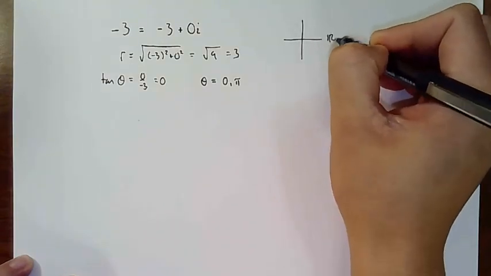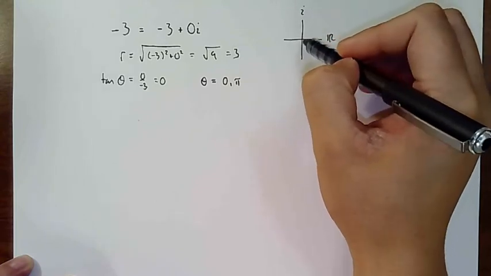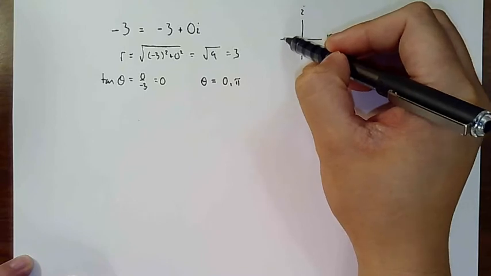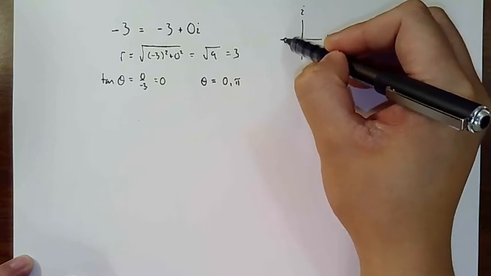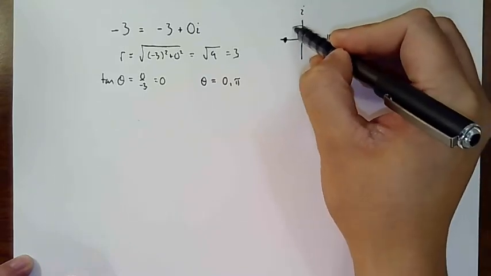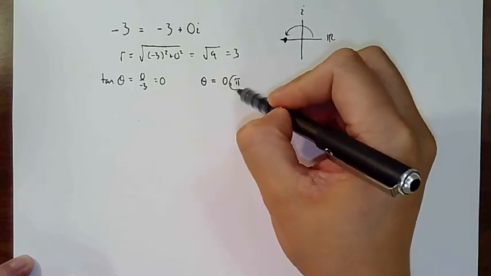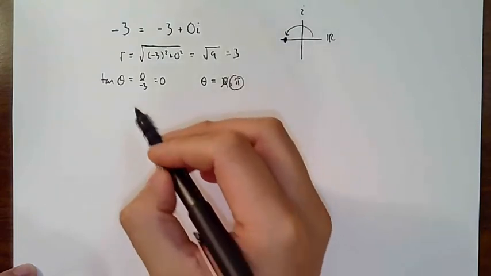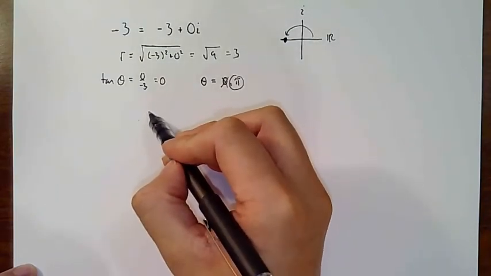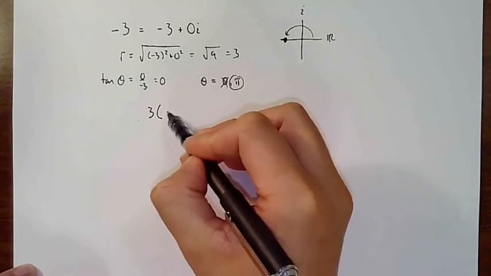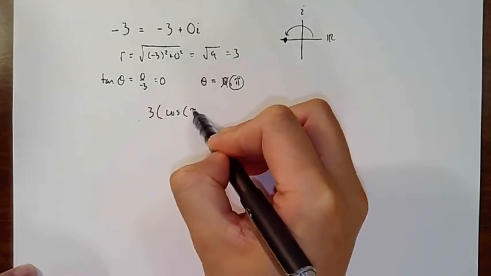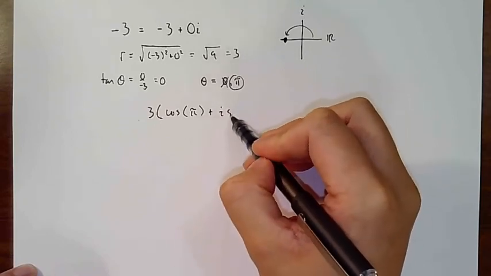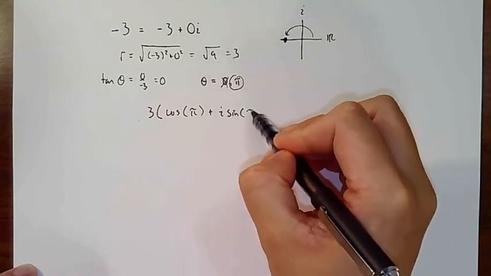Real axis, imaginary axis, -3 in the real direction with no movement in the complex or imaginary direction. Here we are. There. Well, what is this angle? That is definitely pi. So our angle is pi and our radius is 3. So we can write this as r, which is 3, times cosine of theta, which is pi, plus I sine theta, which is pi.